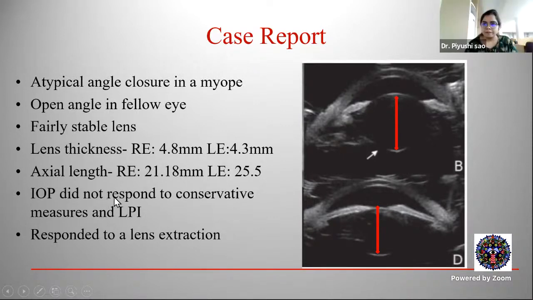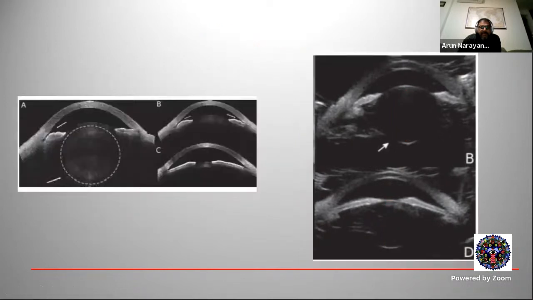So the intraocular pressure did not respond to conservative management. This is the left eye, by the way, fairly normal, and it responded to a lens extraction eventually. So this is the montage image using the AS-OCT demonstrating the same thing. So this is where you use the imaging and its information. There was crucial information here that the imaging was able to tell what's going on.